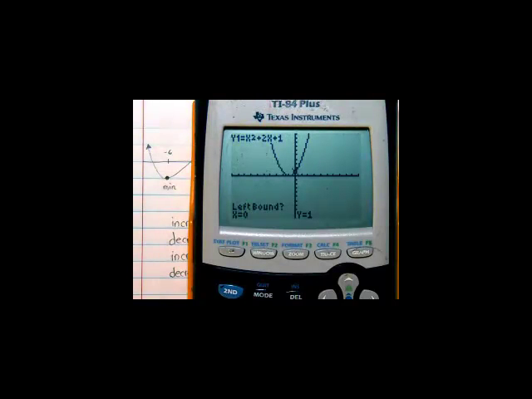So you're going to move the little cursor along your graph to the left of where you think the minimum is, hit enter, and then it wants a right bound. So you go to the right of where you think the minimum is, hit enter, and then it's going to do a check in between. And the calculator says negative 0.9999999. What is it actually?